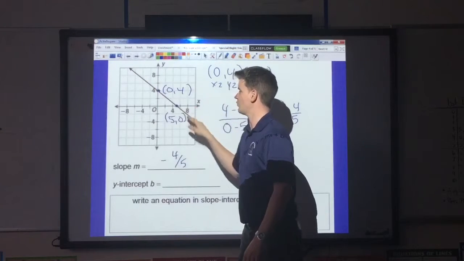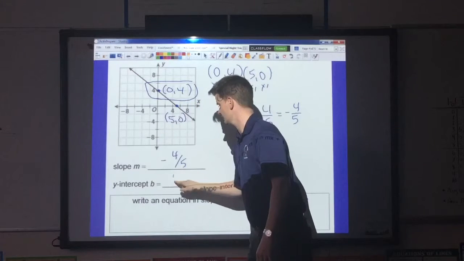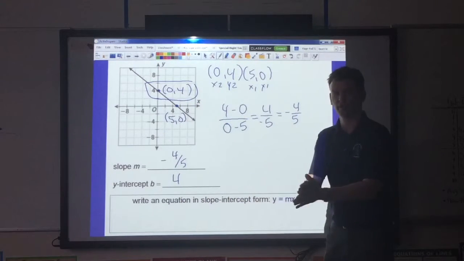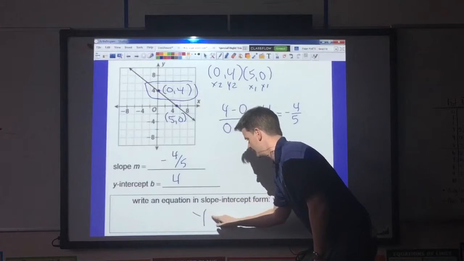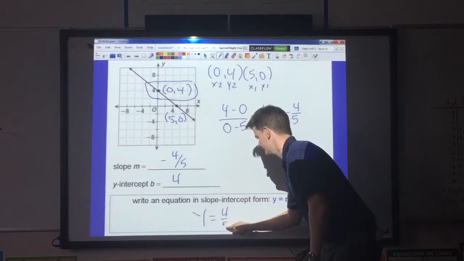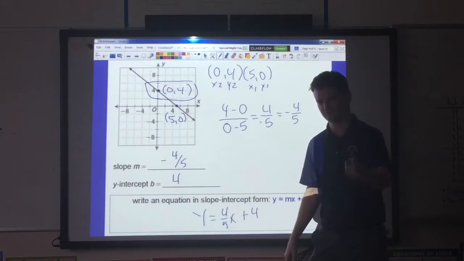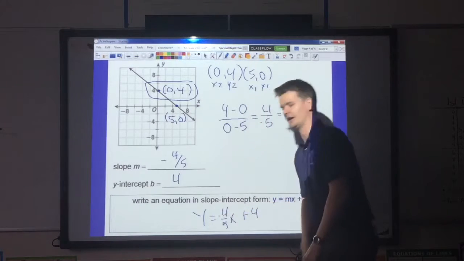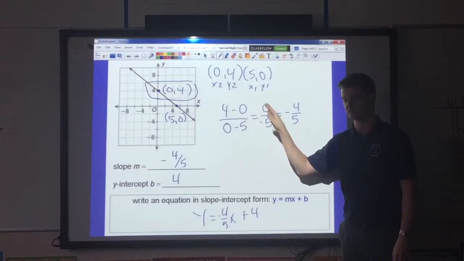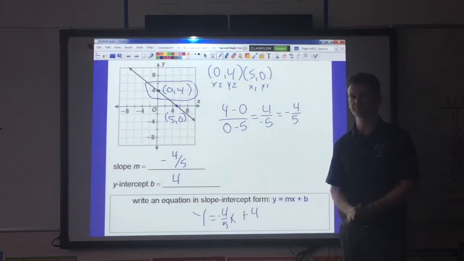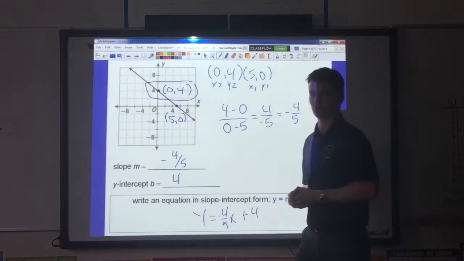I go and I find my y-intercept. It's right here where this line crosses over the y-axis. So that is 4. I can now go in, write an equation for this line. y is equal to 4/5 x plus 4. Did I forget something? You're right. It's a -4/5. That's a common mistake when you're transferring over from your work to your final answer. Sometimes a symbol gets lost. Make sure you go back and double check so that you don't get the problem wrong.